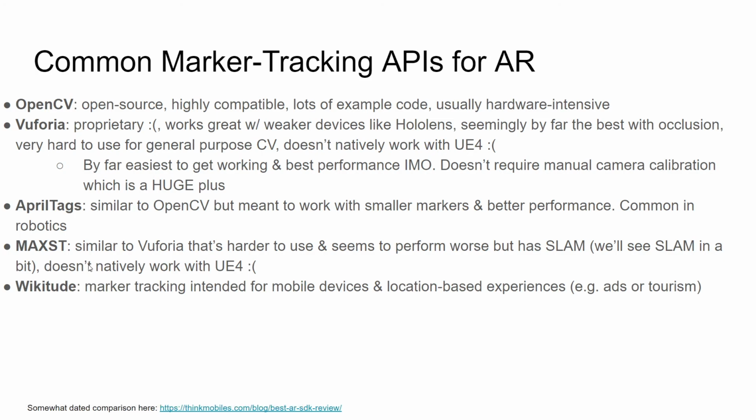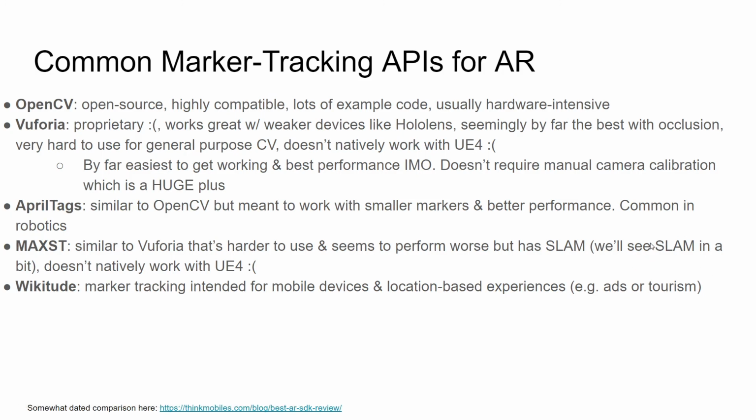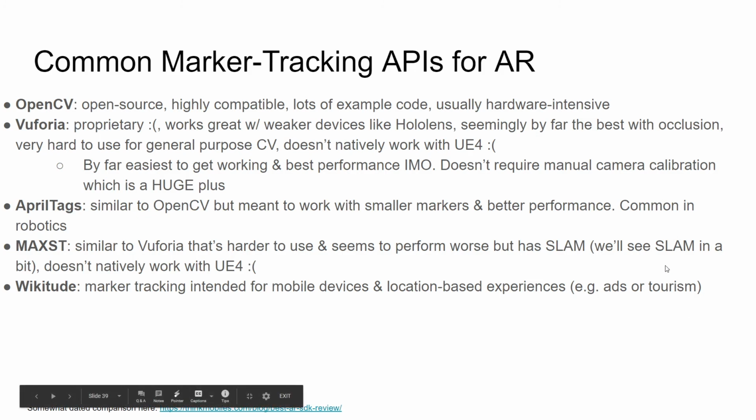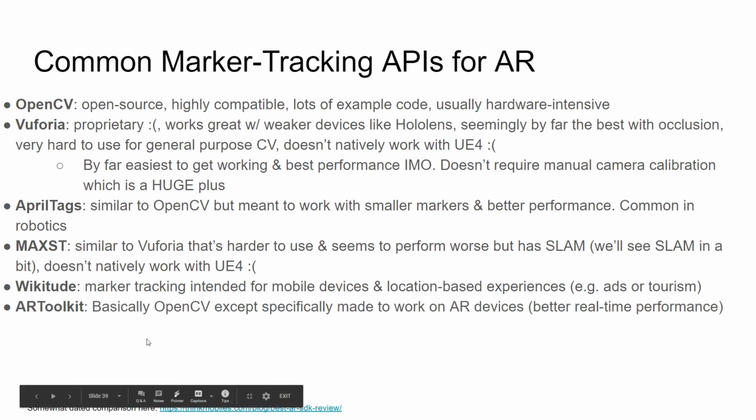Wikitude is this AR tracking or marker tracking library that was meant specifically for mobile devices and AR experiences based on location. So for example, you want to show ads where the user pulls their phone up to some little image in front of your restaurant and it shows a little AR 3D thing. Or tourism, like if you go to a big city and you visit a museum, a lot of them have QR codes or image targets that you point your phone to. And again, it pops up 3D information about the thing that you're looking at. So Wikitude is meant for these things.